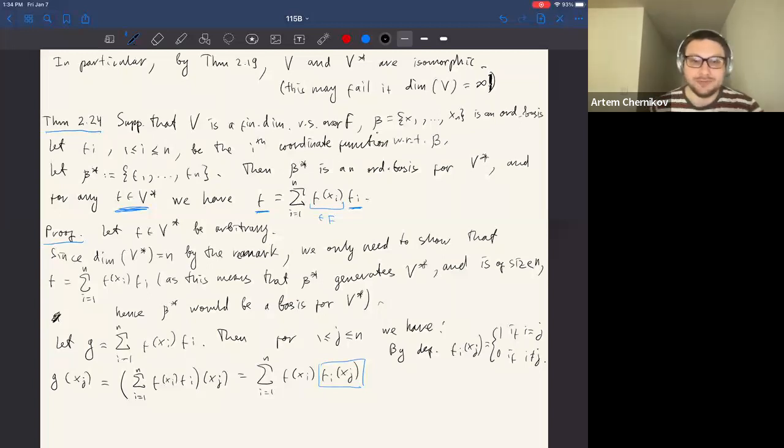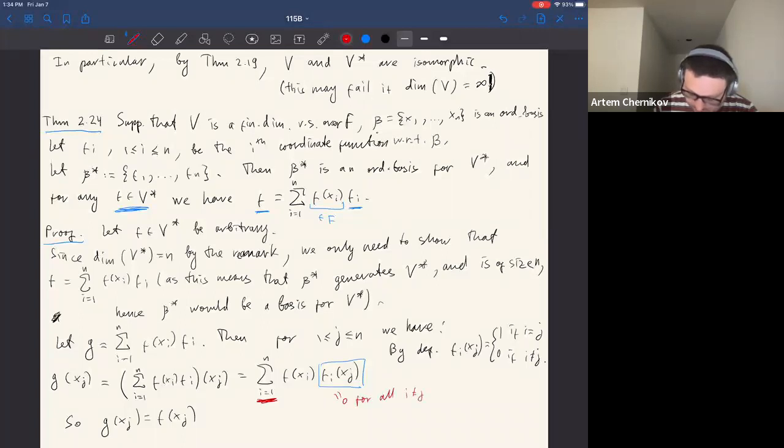But then using this, we get that g of xj is simply f of xj, right? Because when we go over the sum, we get that this is equal to 0 for all i different from j. And hence the whole product is 0. So there is only one summand, which is not 0. This is the summand corresponding to j, right? So we get that g of xj is equal to f of xj, okay?